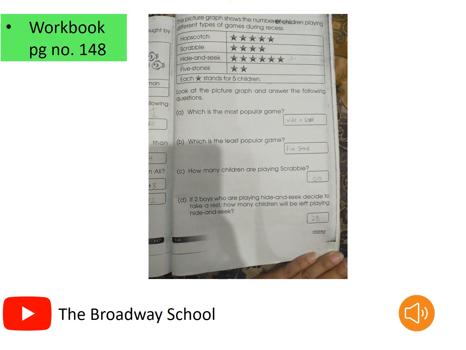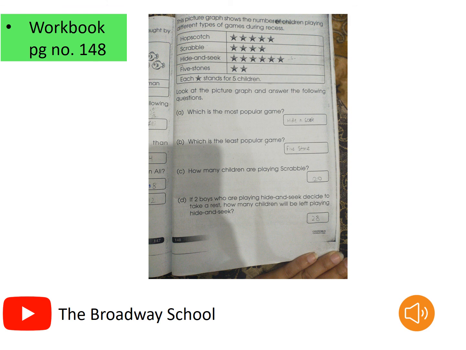Question number 9. This picture graph shows the number of children playing different types of games during recess. Hopscotch, 5 stars. Scrabble, 4 stars. Hide and seek, 6 stars, and 5 stones, 2. Each star stands for 5 children. Look at the picture graph and answer the following questions. Part A, which is the most popular game?